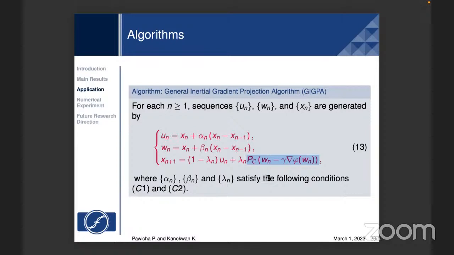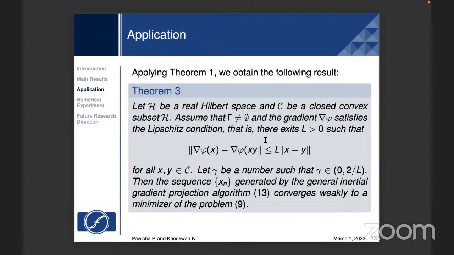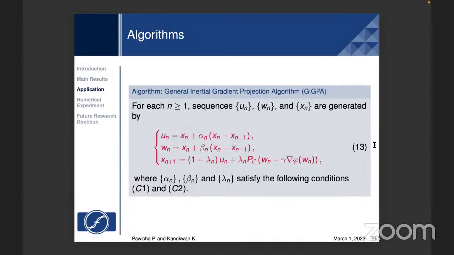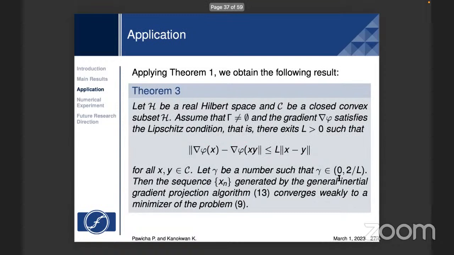And they obtain the following result. That is, we assume that the solution set is non-empty and the gradient of the function phi satisfies the Lipschitz condition like this. And the step size gamma n belongs to this set. So the sequences un and bn generated by equation number 13 converge weakly to a minimizer of problem number 9, that is, the constrained convex minimization problem.